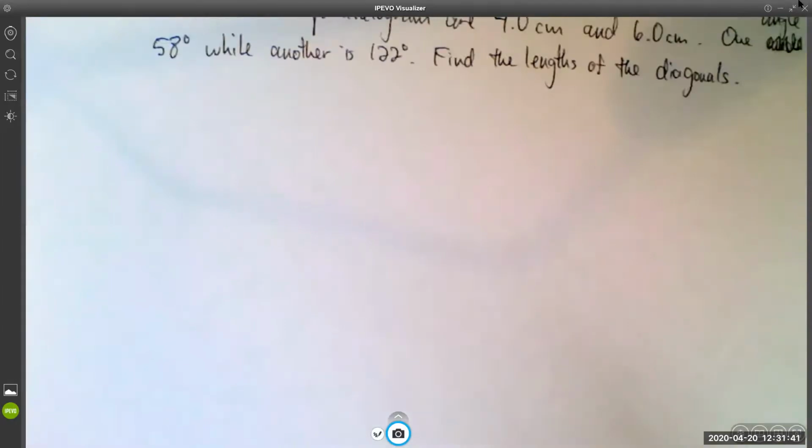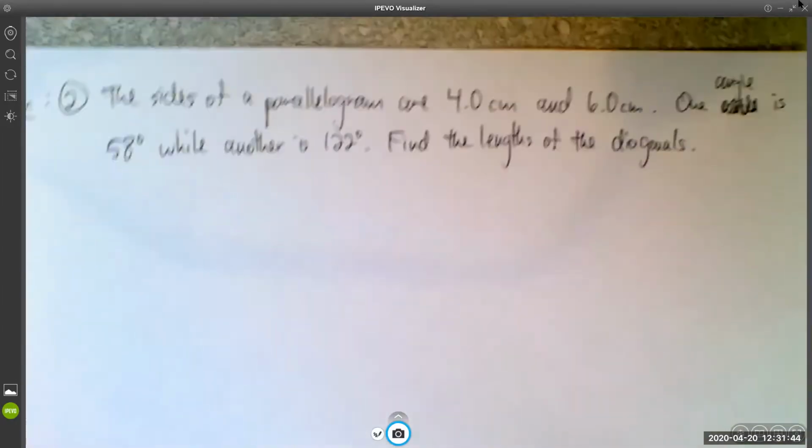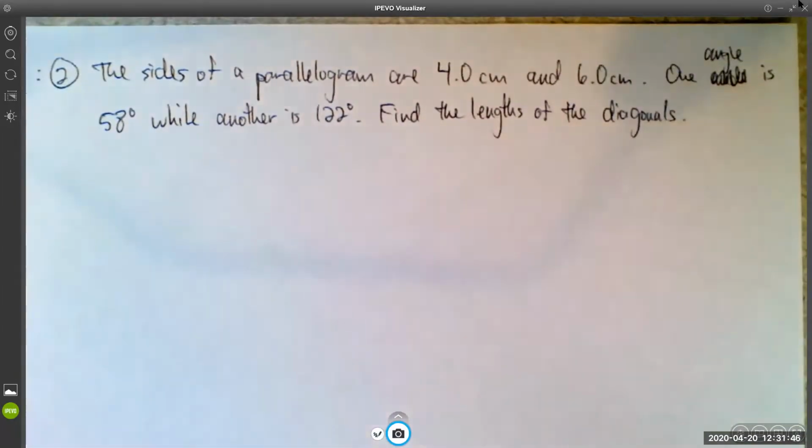So find the lengths of the diagonals of the parallelogram. The sides of the parallelogram are 4 centimeters and 6 centimeters. One angle is 58 degrees, while another is 122 degrees. Find the lengths of the diagonals.